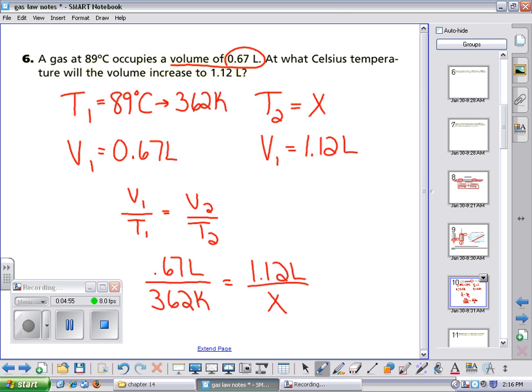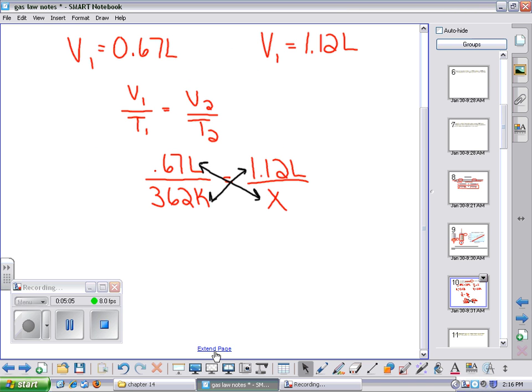You have to cross multiply, solve for x, and you're going to find out that, which pen am I using?